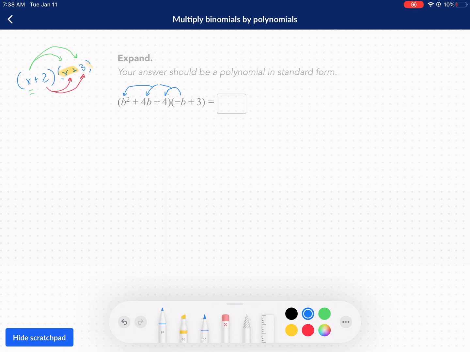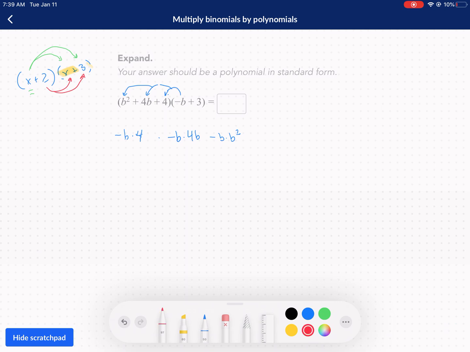That means I'm going to do negative b times 4, plus negative b times 4b. In this case it's going to be a minus, so I can get rid of that plus. And the last one is going to be minus again because I have negative b times b squared. They're all going to be minuses because of that negative b.